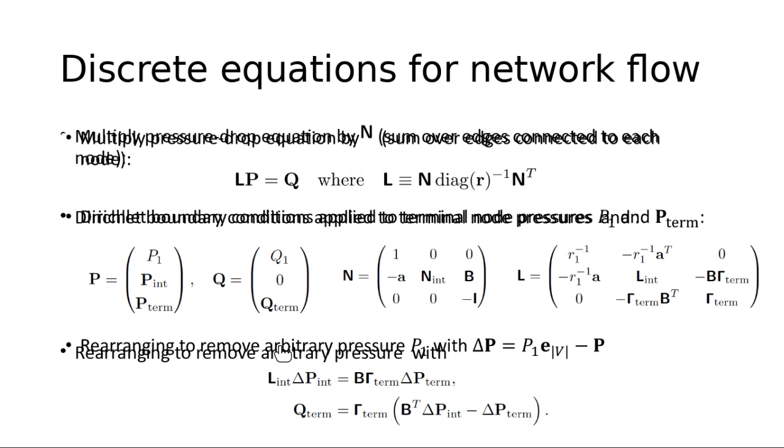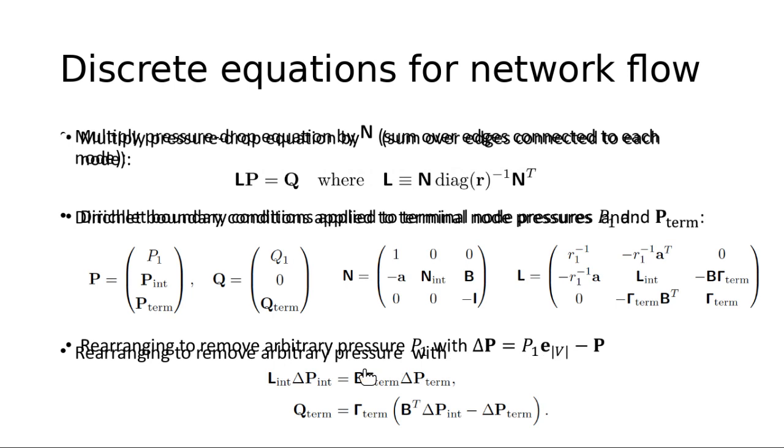Okay, and rearranging this to solve for essentially, well, first of all, we need to remove an arbitrary pressure, as there always is with the system, which is Laplacian. There's always one variable too many, so we have to fix some external pressure. So we just fix pressure in the mouth and define everything relative to that. So we define the pressure relative to P1, which is the pressure at the mouth.